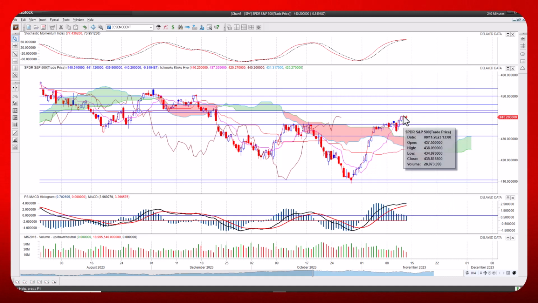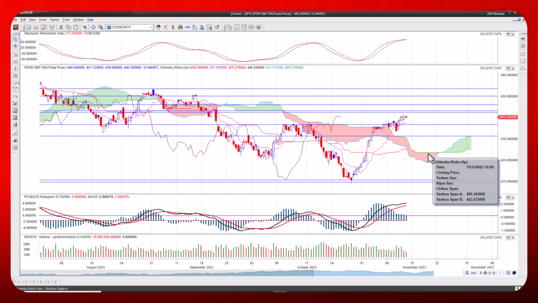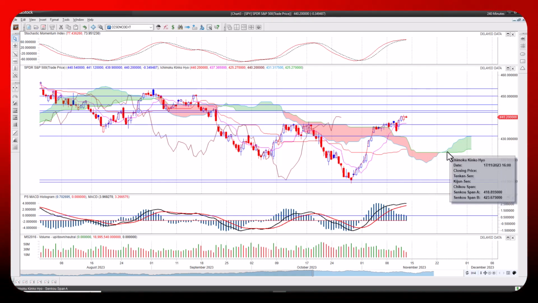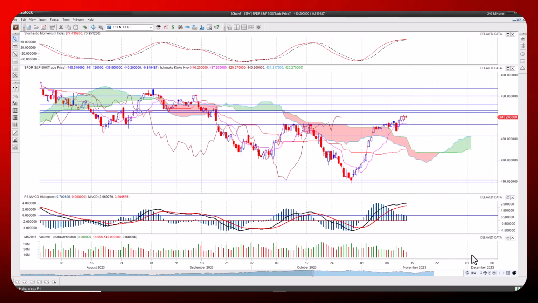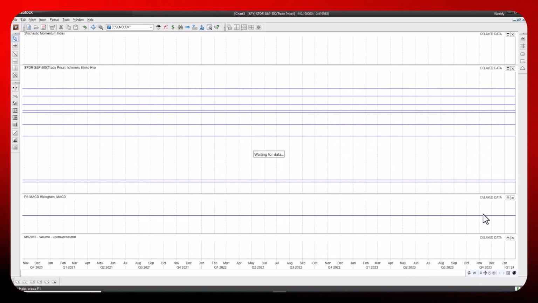Downside support targets on the 4-hour are this front end cloud chart support level at 431, and then the bottom of the cloud here at roughly 420, and 423 is the bottom end cloud chart support level on the 4-hour Ichimoku.